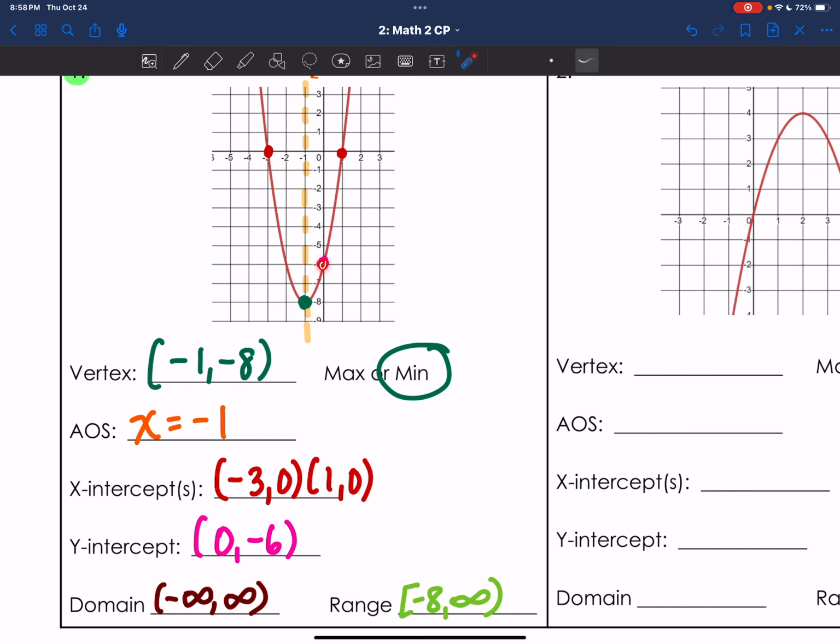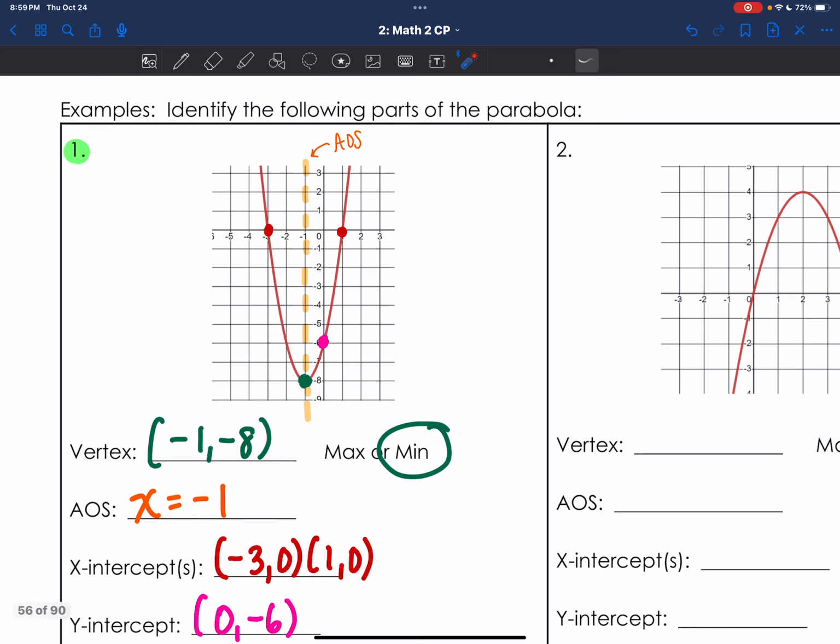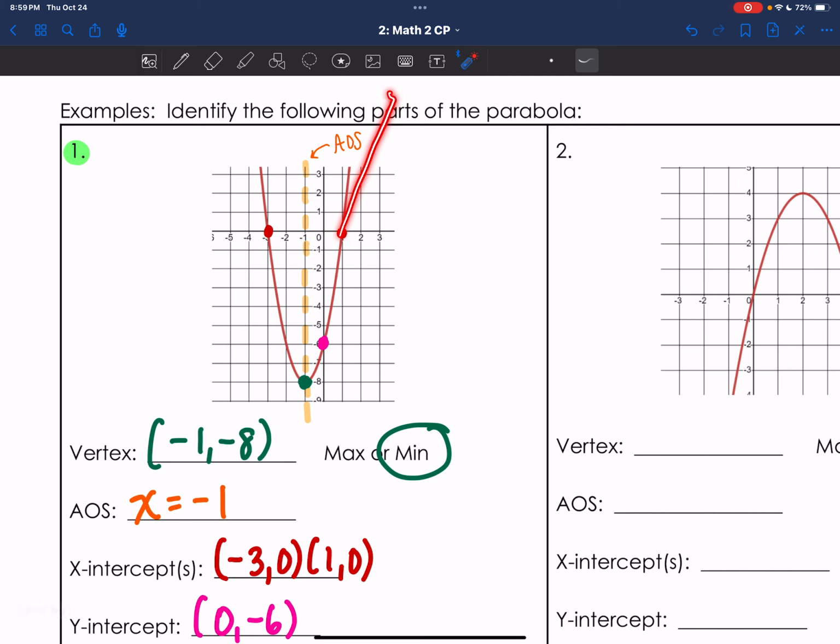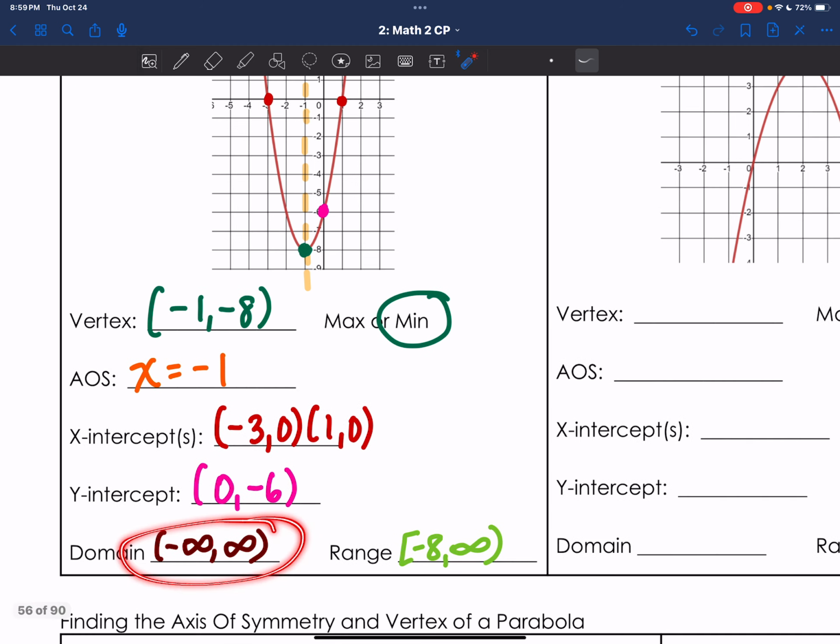And then your y-axis, this point crosses the y-axis at (0, -6). Now, for your domain, you're going to look at your x values. So domain, you're looking left to right. And as you're looking left to right, this is going to continue on forever and ever. It's technically curving forever that way, and this is going to go forever that way. So that's why we're saying the domain is going to be -infinity to +infinity.